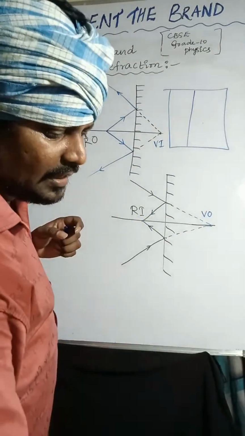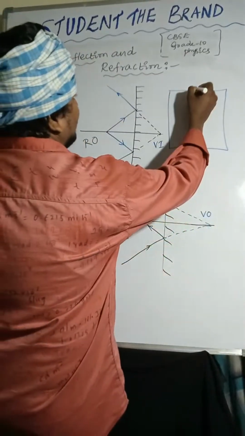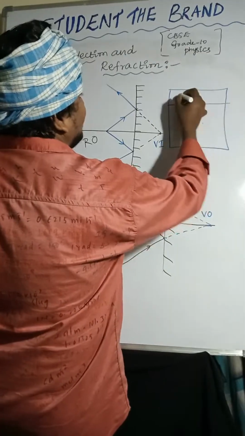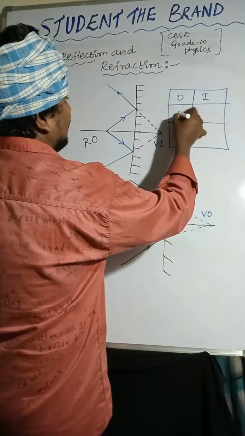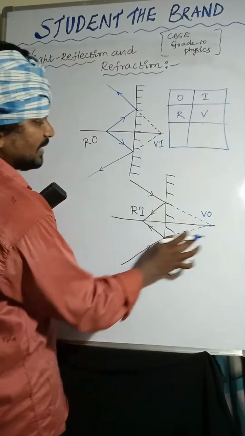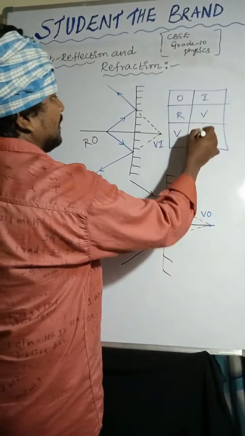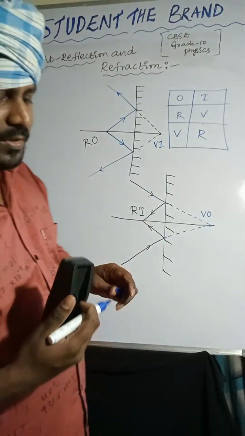Object is real, image is real. Object and image: object is real, image is virtual. Object is virtual, image is real. Yes or no? Yes.